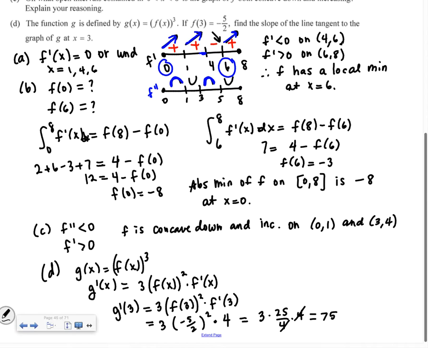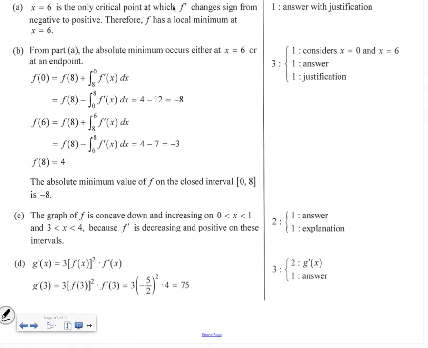All right, so if we were scoring this problem, for part A, you would get 1 point for your answer with justification. So you would need to say at x equals 6, because f prime changes sign from negative to positive. B, you would need to show that you're considering both 0 and 6. So we found both f of 0 and f of 6. We got f of 0 was negative 8 and f of 6 was negative 3. So we compared them. The answer is that the absolute minimum occurs at negative 8. And the justification would be showing that work, showing that we compared the two places that were possibilities for the absolute min.